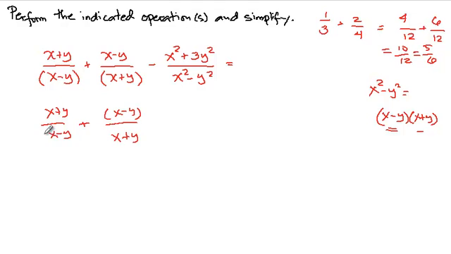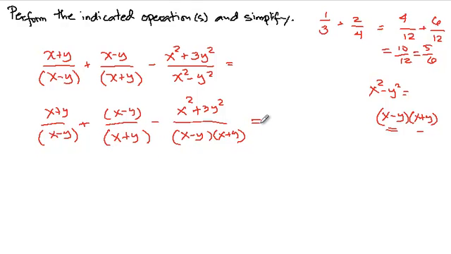I just added the grouping to make things clearer: minus x squared plus 3y squared over x minus y times x plus y. We just re-expressed the x squared minus y squared, because this will be our factor. So now, what will be our LCD? Least common denominator. In this case, our LCD must have all the factors. Okay? So it must have x minus y, and it must also have x plus y. Therefore, our LCD will be x minus y times x plus y.